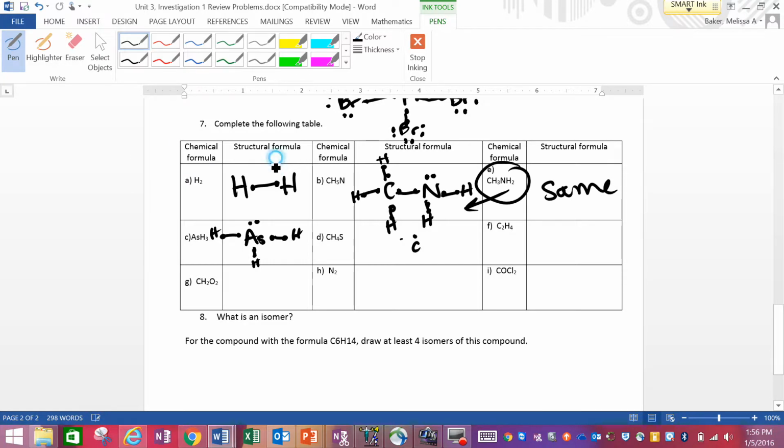CH4S, so we've got C, S, 1, 2, 3, 4, 5, 6. Let's connect these once, and I can see right away where my 4 H's are supposed to go, right on these lonely electrons here. C2H2, let's draw this out. C2, let's connect them once. H2, so I'm going to put an H here, an H here, an H here, and an H here. I still have 2 lonely ones, so I need to connect that and make it a double bond.